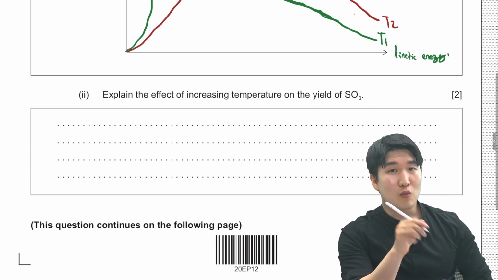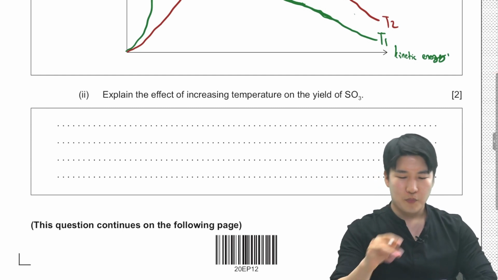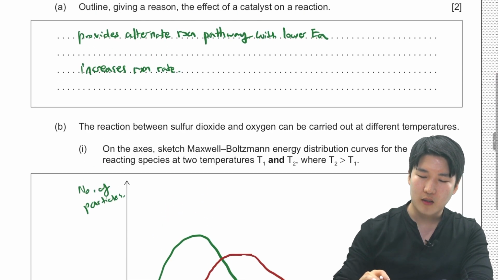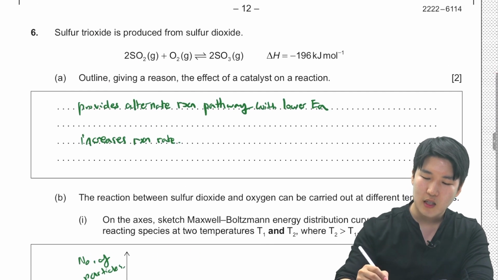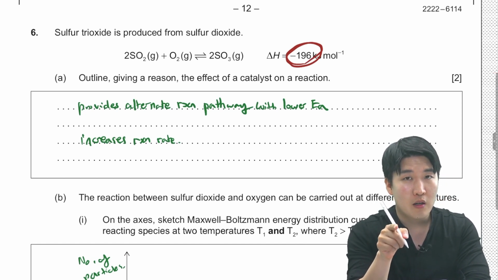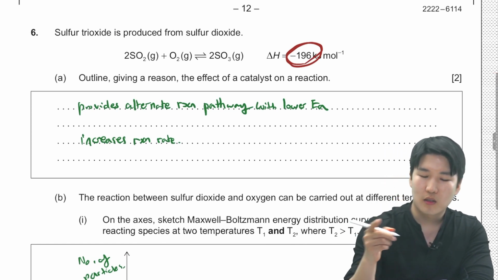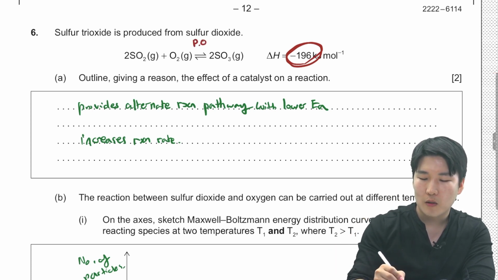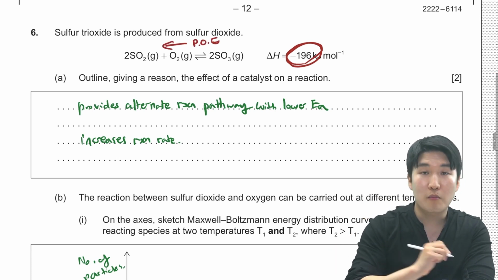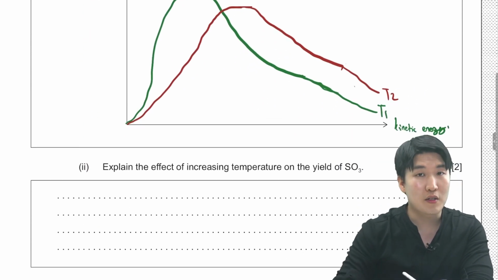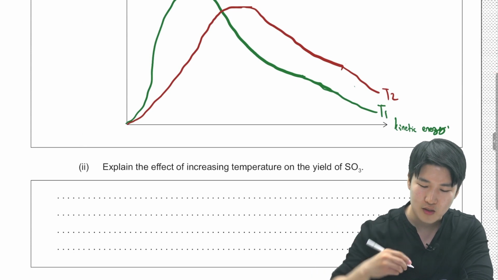Temperature increase will be counteracted by the system favoring the backward endothermic reaction. That means the position of equilibrium, POE, shifts to the reactant side, meaning the percentage yield of SO3 product decreases.